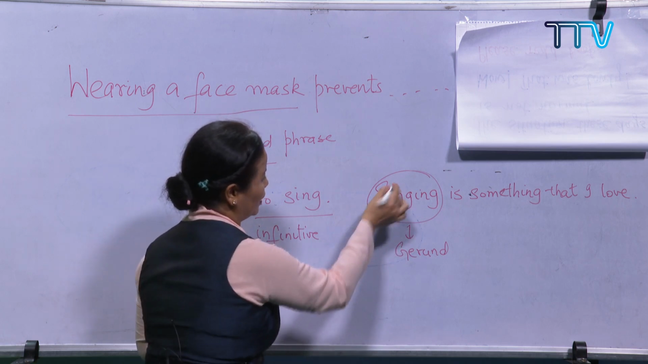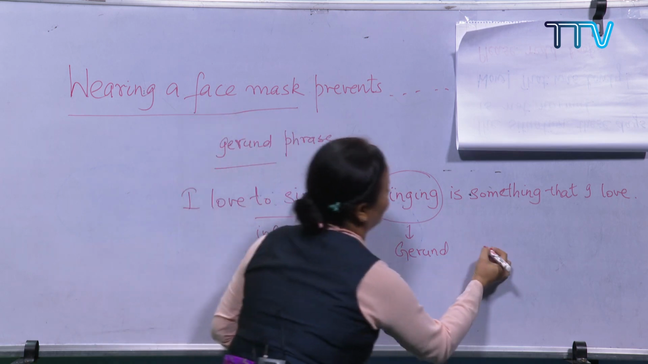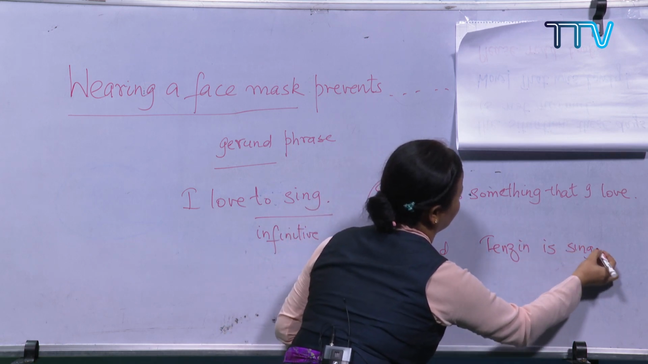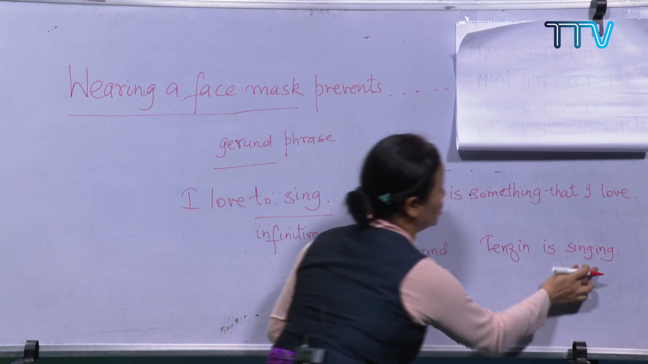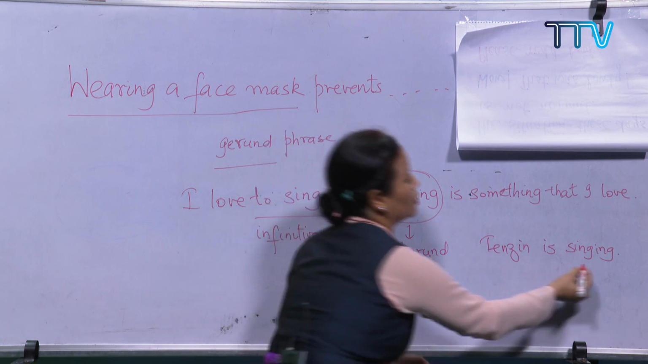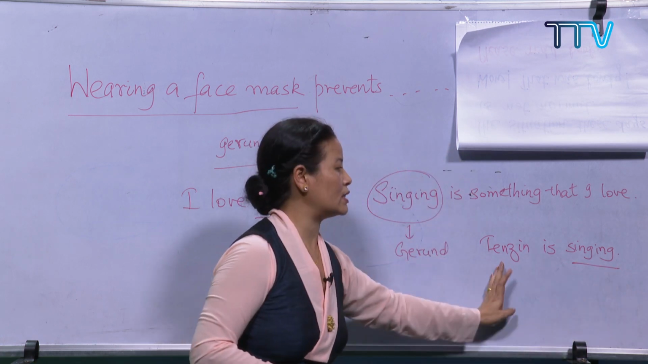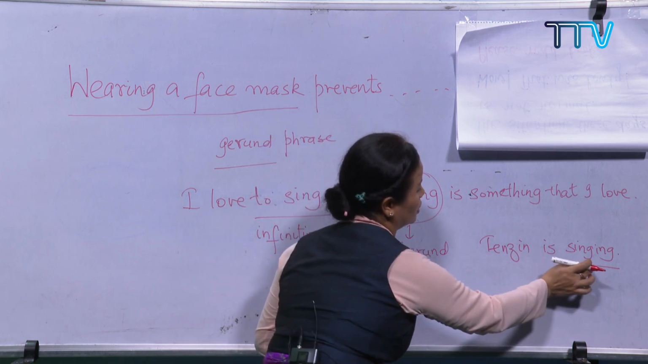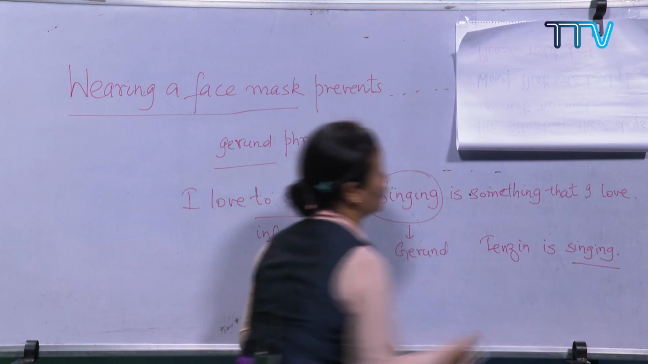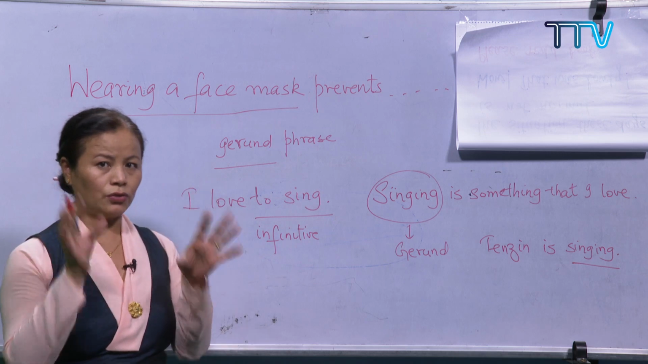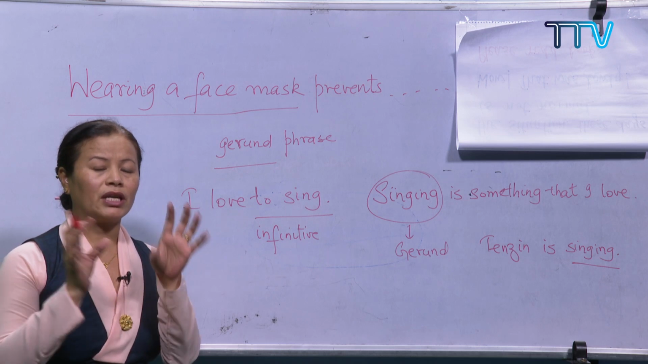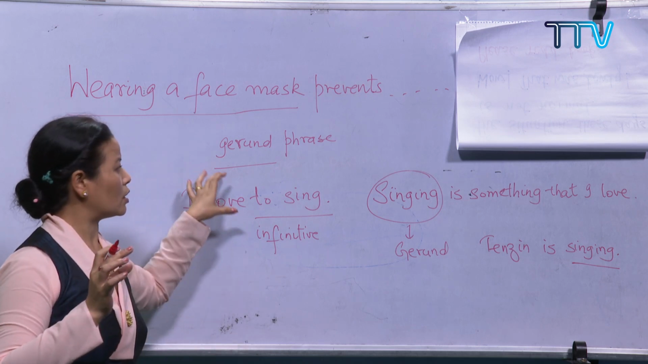Or if I change the same thing in another way, Tenzin is singing. Here singing is not a gerund, right? Tenzin is singing. Here it's a verb, because Tenzin is doing this. Tenzin is singing. This is the action. So here this is present continuous tense. Tenzin is singing. This is a verb. So I hope you are clear now with what a gerund is. It looks like a verb, but actually it's not a verb. It's functioning like a noun.